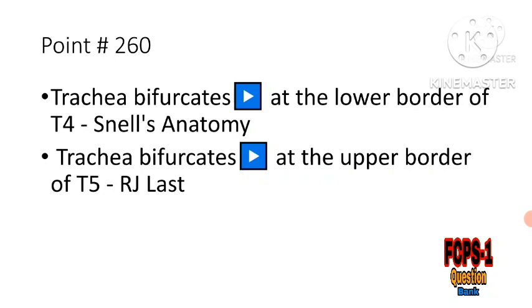It is a controversial MCQ. Different books say different options. So trachea bifurcates at the lower border of T4 according to Snell's anatomy, and at the upper border of T5 according to RJ Last. So T4 and T5 both are right options. The choice is yours, according to the options in your MCQs.